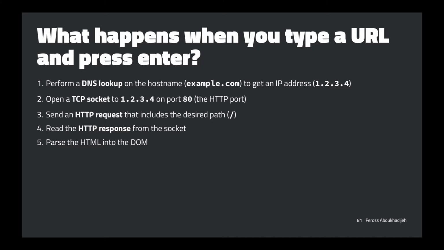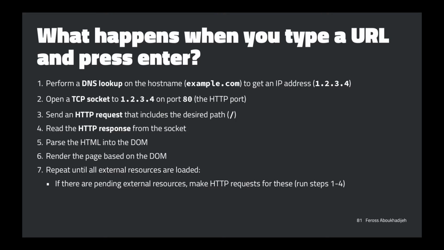And we construct the DOM, which is the document object model, which is all the nodes that make up the page. And then we render the page based on this initial DOM. It might be missing some information. It might be missing some images, so there might be placeholders and things like that. But then we look at all the missing resources, and we fire out a bunch of requests for those. And then we just keep repeating that.